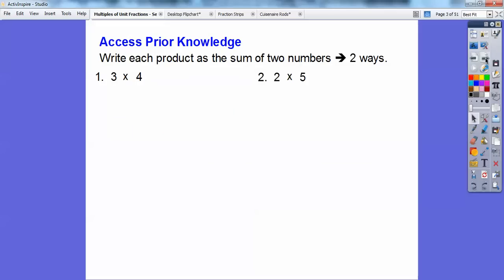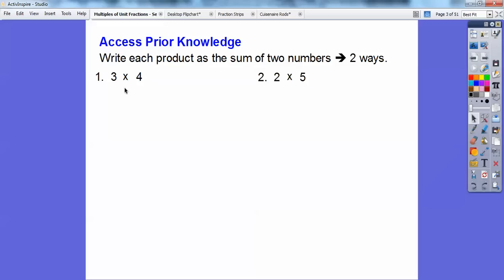So let's access some prior knowledge, you guys. Write each product as the sum of two numbers in two ways. So 3 times 4, and you probably forgot, or maybe you didn't. If you didn't, good for you. I teach this to my high school kids. The first time through, they're going, oh yeah, when I remind them.